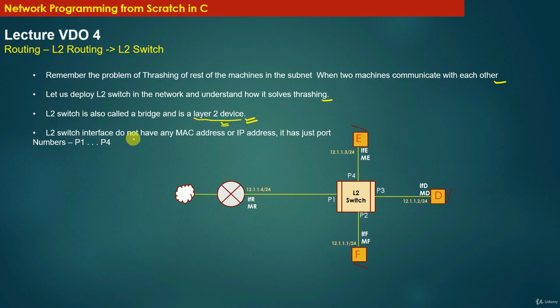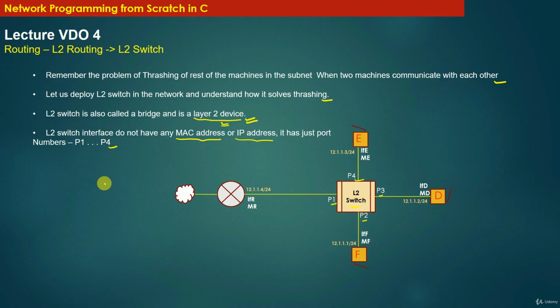L2 switch interfaces do not have any MAC address or IP address configuration. It has just port numbers, which are just numerical values. In this topology you can see that we have an L2 switch in the diagram, and this L2 switch has 4 ports, that is port P1, port P2, port P3 and port P4. L2 switch interfaces do not have any IP addresses or MAC addresses. L2 switch only has port numbers, that is numerical values of ports.